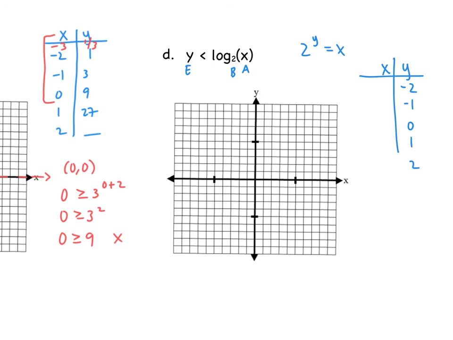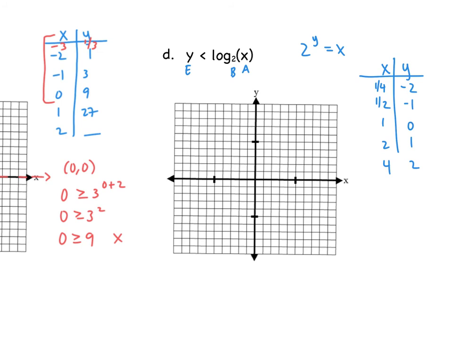Do we need to do -2, -1, 0, 1, 2 each time, or can we just do 3? You can do 3. 5 is better, but you can do 3. Okay, 2 to the negative second is 1/4. 2 to the negative 1 is 1/2. 2 to the 0 is 1. 2 to the first is 2. 2 squared is 4.